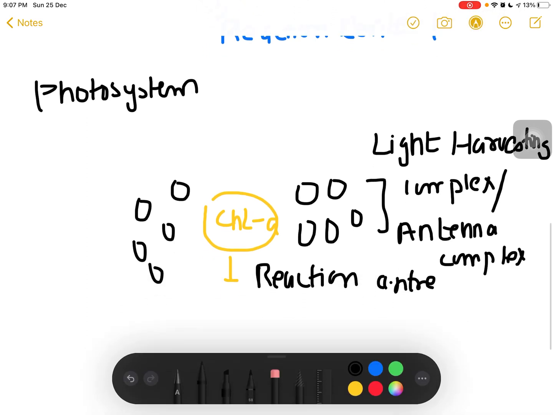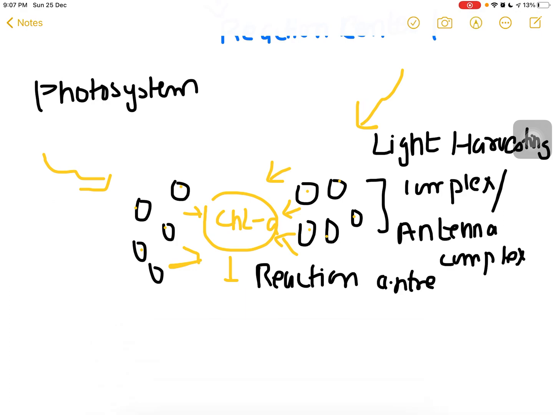Now, what is the work of the light harvesting complex and antenna complex? Basically, they gather light. Here light energy will fall, so they will absorb light energy and gather it and give it to the dimer of chlorophyll A, to the reaction center, so the electrons can get excited, right?